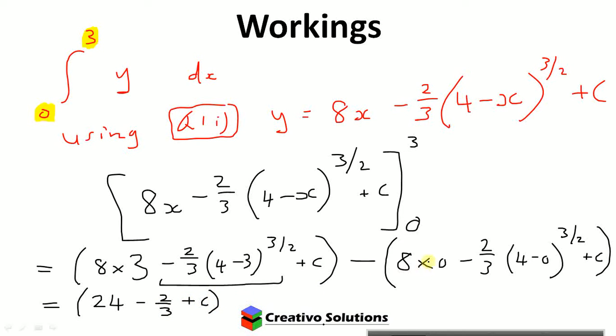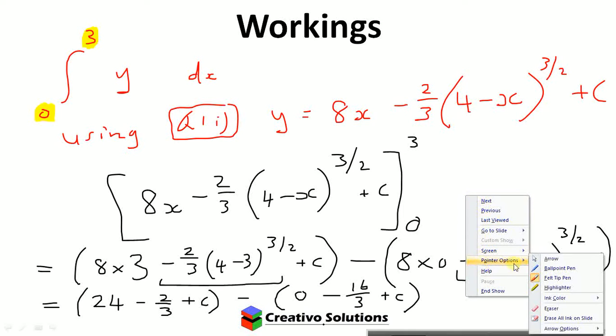I'll close that bracket. Obviously 8 times 0 is 0. This you have to plug in. That might not be 0. It probably won't be because it's a 4. Minus 16 over 3. Minus 16 over 3 plus c. And then the last step is just to work out the final answer.